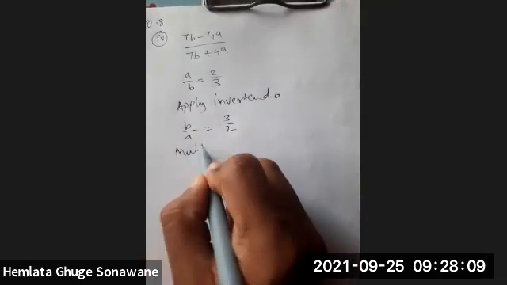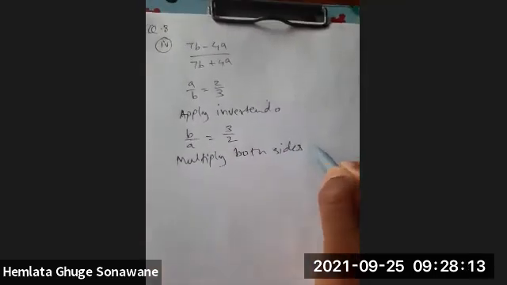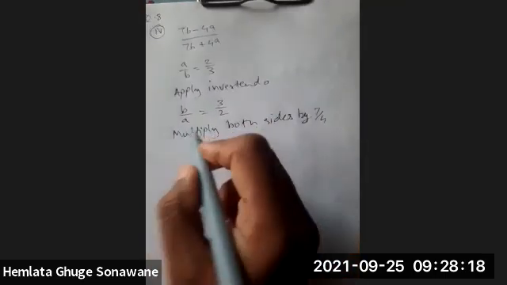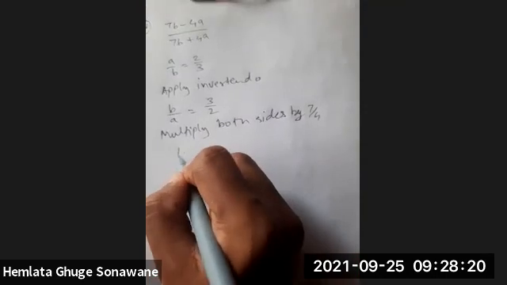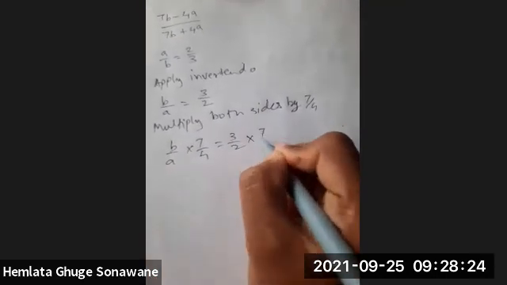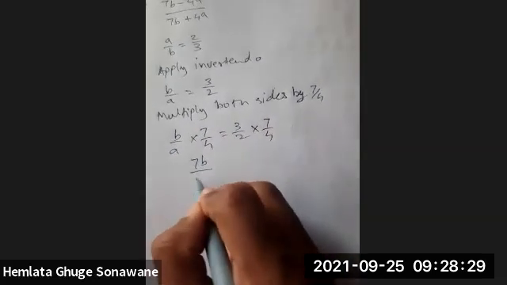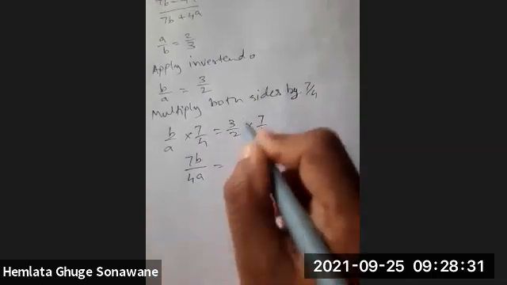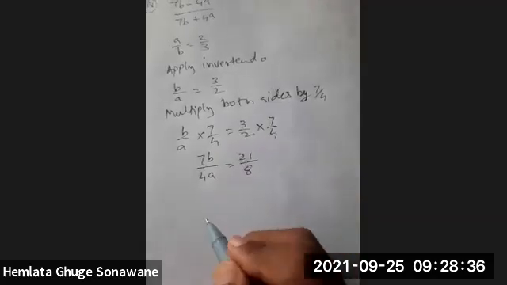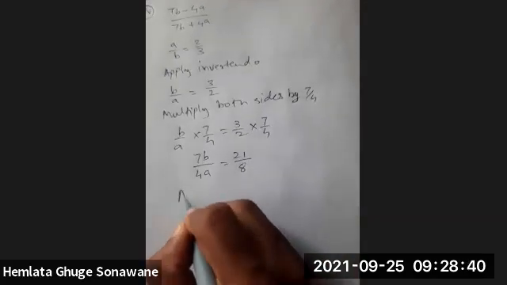Now multiply both the sides by 7 upon 4. B upon A into 7 upon 4, C upon 2 into 7 upon 4. This is 7B upon 4A is equal to 21 upon 4 to the 8. Now we'll apply componendo and dividendo here.